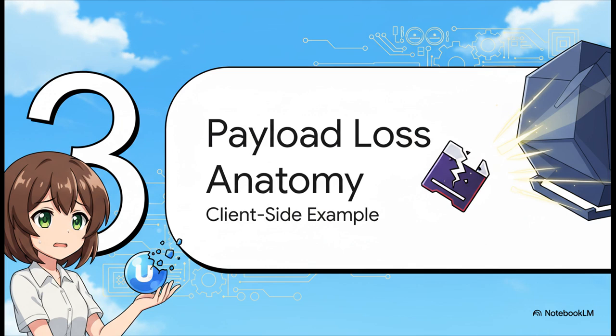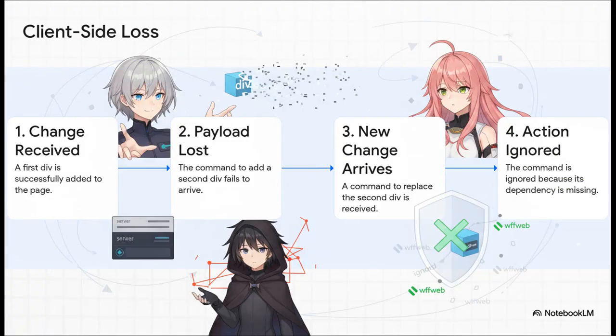Okay, so how does this thing actually work? To really see its power, we gotta pop the hood and look at what's happening during a payload loss. So let's start with a super common scenario. The client misses a critical update from the server. All right, picture this sequence of events. First, the server tells the browser, hey, add this div. Done. Works perfectly. Next, it sends another command to add a second div, but that packet gets lost somewhere in the ether. The network glitches.